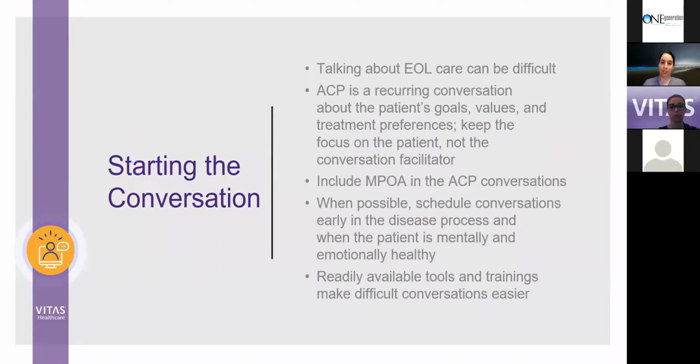So, starting the conversation. You've finally decided, okay, it's time to talk about this with mom and dad. It's time to talk about this with my siblings. It's time to tell everyone around me what I actually want. Talking about end-of-life care can be really difficult, but it's important to remember that advanced care planning is a recurring conversation about the patient's goals, values, and treatment preferences. You have to really keep the focus on the patient, not the conversation facilitator.